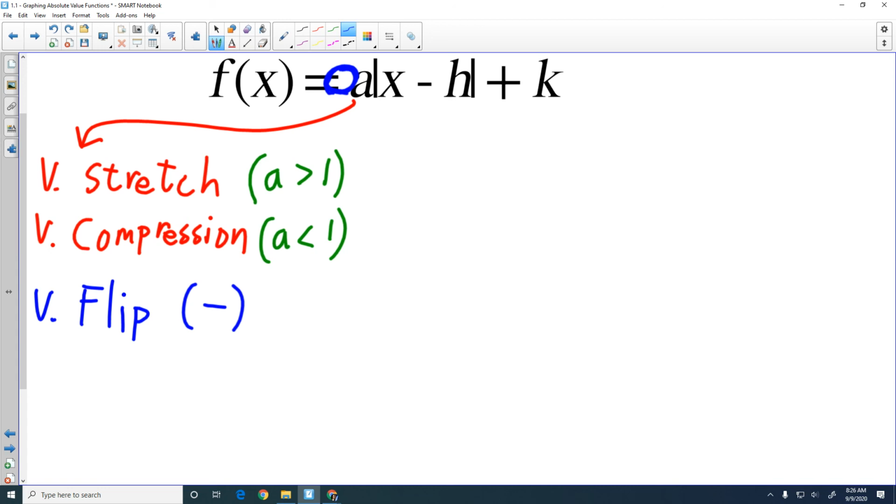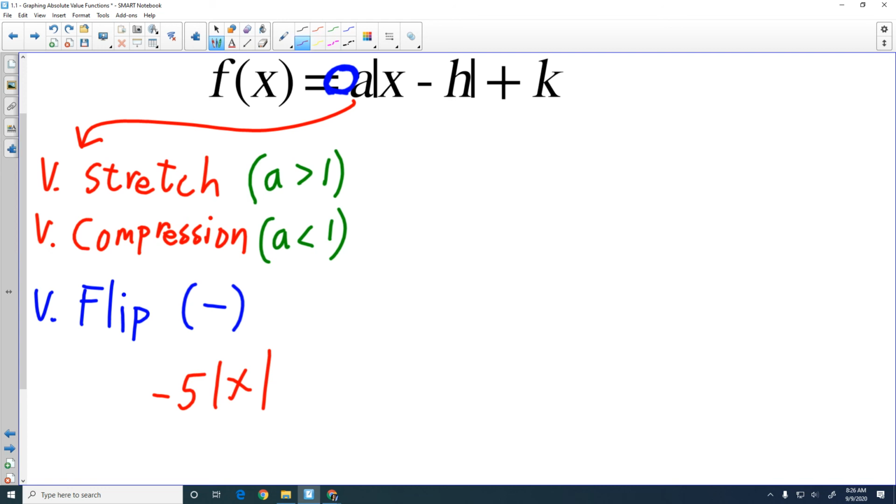An important thing to note with this negative sign, though, is make sure that you don't use that negative sign when you're determining if it's a stretch or a compression. Because if I had a function that was like negative 5 times the absolute value of x, I see that a is negative 5. And if I'm determining if it's a stretch or compression, I might get confused and say, wait, negative 5, that's definitely less than 1, right? Because all negative numbers are less than 1. But that's not the case. This would be a stretch. That negative sign just flips it.